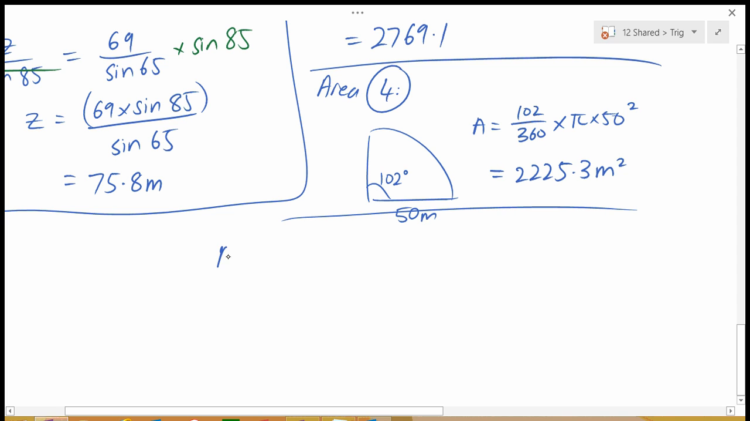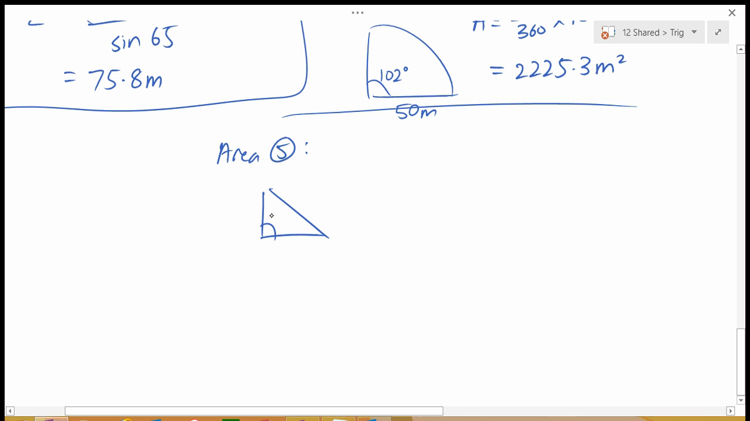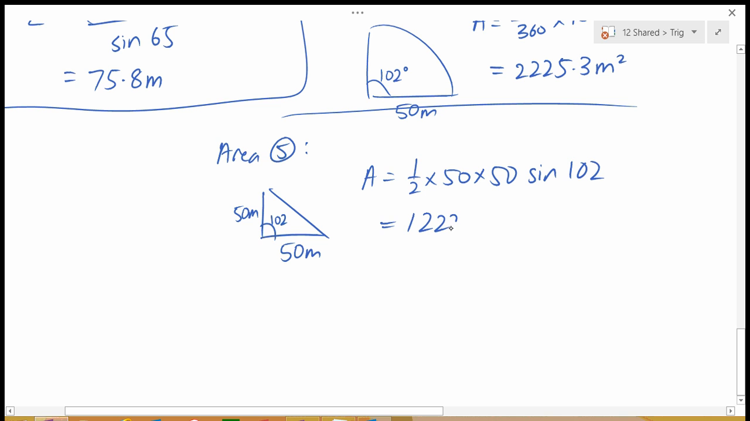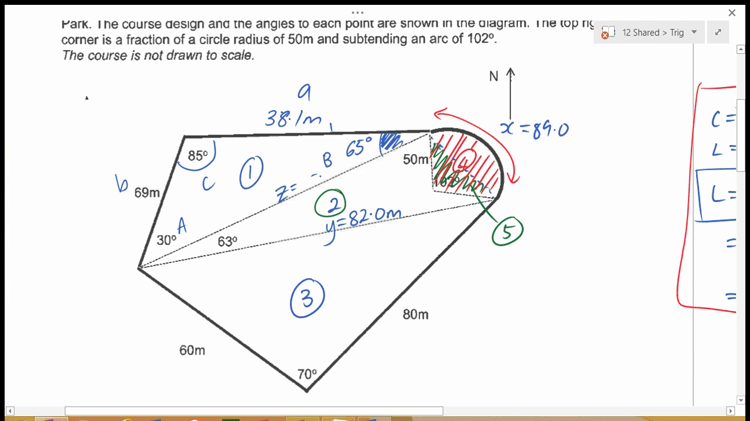Now I want to do area 5. So area 5 looks like this, where that's 102, and each of these sides is 50. It's a triangle, so the area is going to be a half AB sine C, and I've just put the numbers straight in there, and putting that into a calculator we get 1222.7 meters squared.